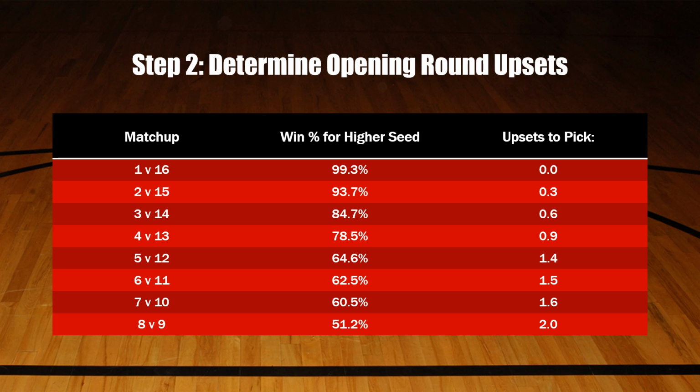So you would pick no 15 seeds to move on, no 16 seeds to move on. And if you're feeling a little frisky and risky, you may pick a 14 seed since it's at 0.6. Me, myself, I'd stay away from it. But let's get into the next slide.